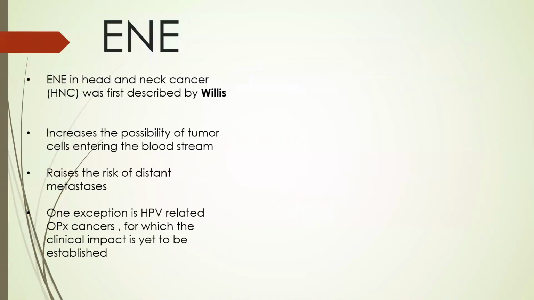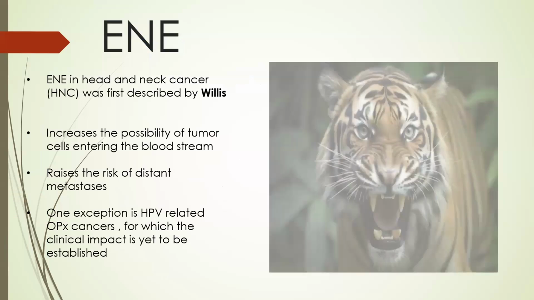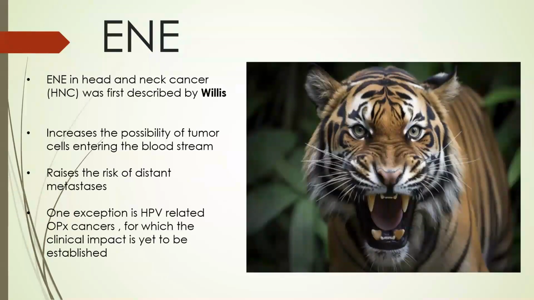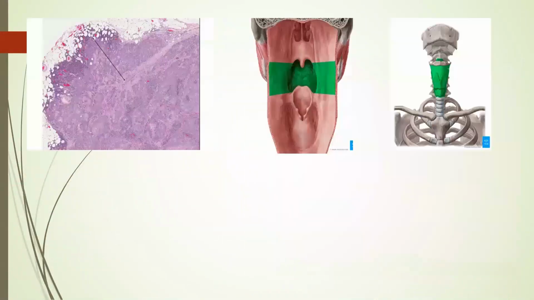So to begin with, extranodal extension, also known as extracapsular spread or extracapsular extension, was first described by Willis. Extranodal extension indicates the excess aggressiveness of the tumor, which increases the possibility of tumor cells entering the bloodstream, which raises the risk of distant metastasis. But one exception might be HPV-related oropharyngeal cancers, for which the clinical impact is yet to be established.